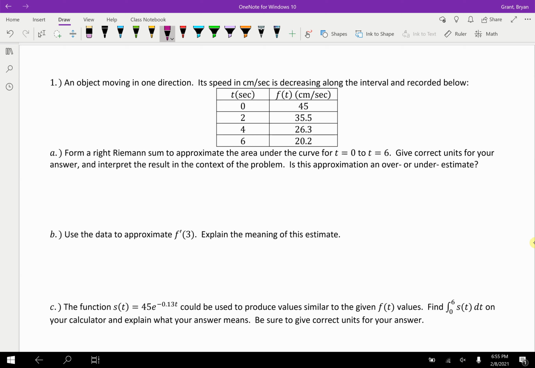If you still struggle a bit to form a right Riemann sum, that's okay. You can always go through and sketch in a graph, and it doesn't have to be perfect, and the graph will really help you with that visual. And I will show the graph on the first one. The other times we do this, I will not.